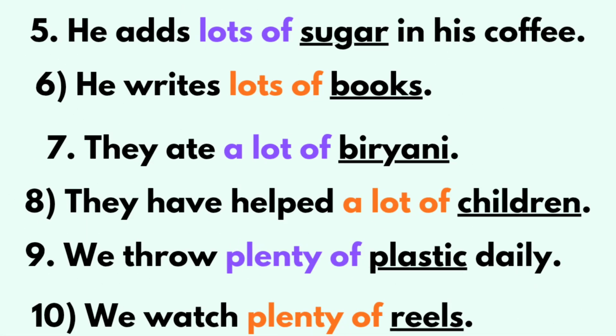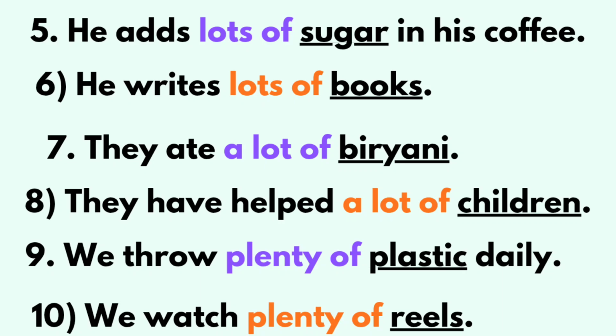Fifth sentence. He adds lots of sugar in his coffee. Here sugar is uncountable. He writes lots of books. Here books means plural countable. Lots of books, lots of sugar. So lots of is a quantifier. They ate a lot of biryani. Biryani is an uncountable noun. They have helped a lot of children. Here children means plural countable. How many children? A lot of children. How much biryani? A lot of biryani. A lot of is a quantifier.